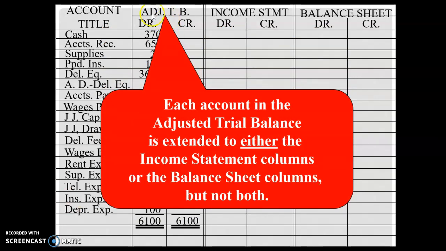All right, so here we have the adjusted trial balance columns, and every account, we're going to put it either in the income statement column, we're going to copy it over to the income statement column, or we're going to copy it to the balance sheet columns, but not both.